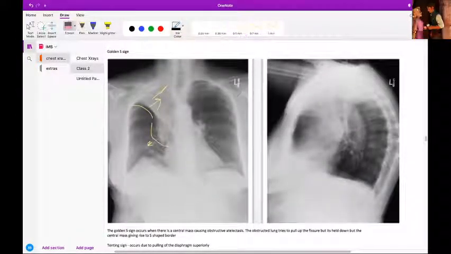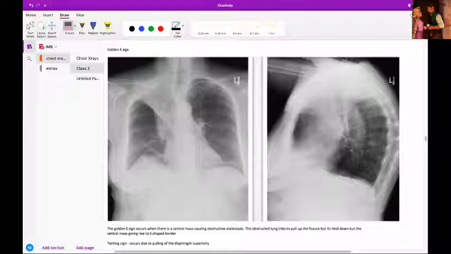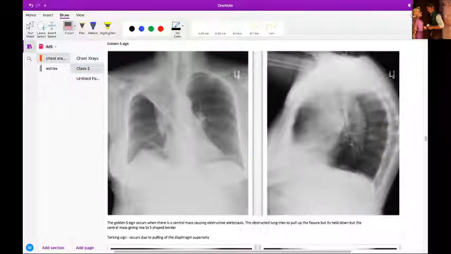The other sign that you see is called the tenting sign. You see this diaphragm is tented up. This is also because of the atelectasis. It pulls the remaining lung tissue and everything up, so there is a tent of the diaphragm over here. This is called the tenting sign, pulling up the diaphragm superiorly. We just touched on it.